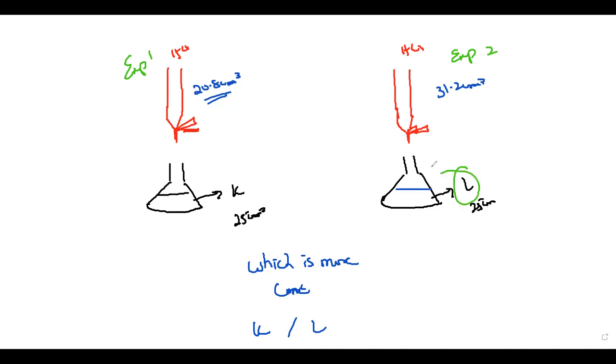L is more concentrated because L needs a greater amount of hydrochloric acid for a complete reaction as compared to K. Or we can also say L has more particles, that's why it needs more hydrochloric acid as compared to K.